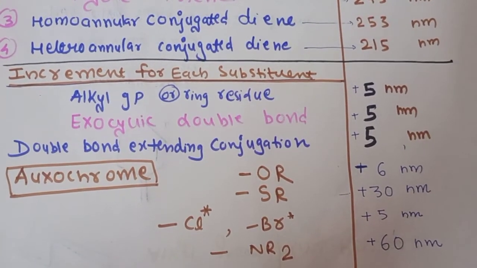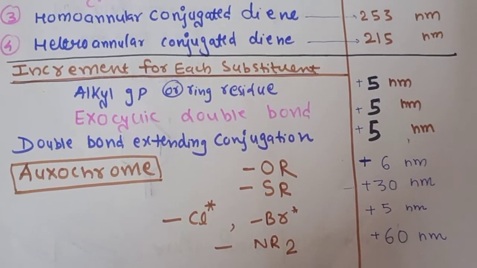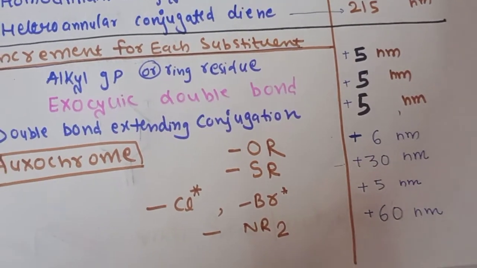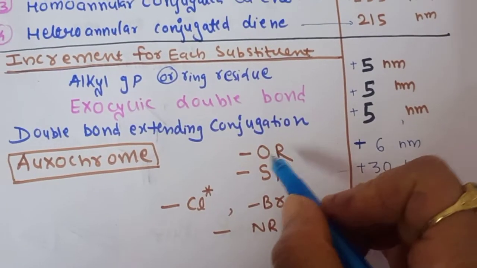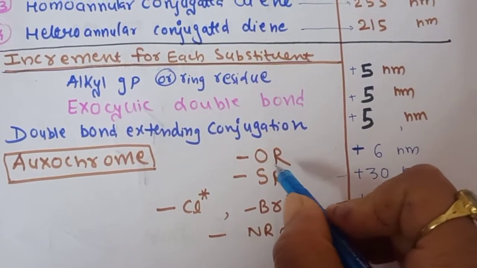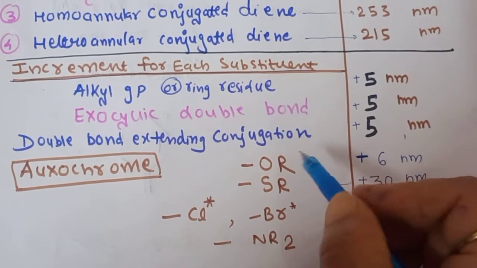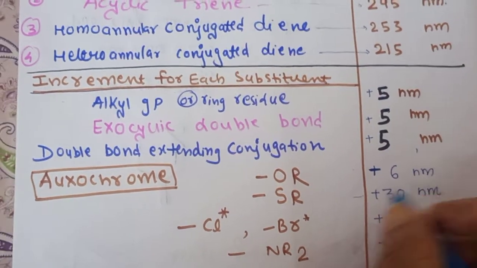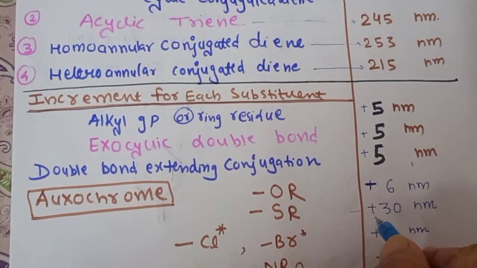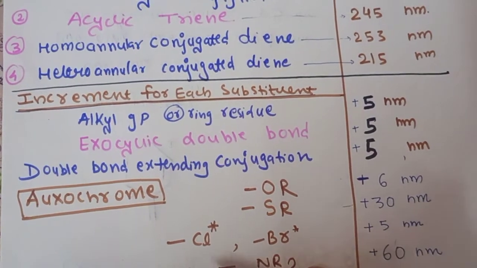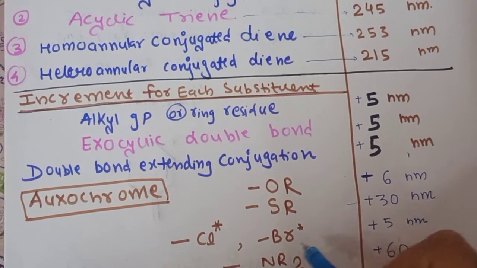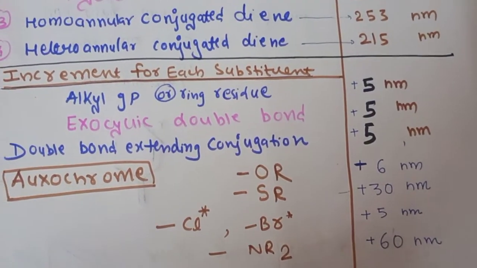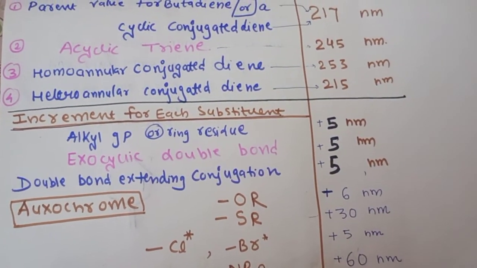by plus 5 nanometer. Then if any auxochromes are attached, we already studied auxochromes in the class. What are auxochromes? They increase the intensity if they are present along with the system, so they enhance the intensity. So if an OR group is present, the value will be plus 6 nanometer in the basic value. If an SR group is present, the value will change by plus 30 nanometer. If chlorine or bromine is attached, that is a plus 5 increment. If an NR2 group is attached, plus 60 nanometer. So these are the values you have to learn by heart.